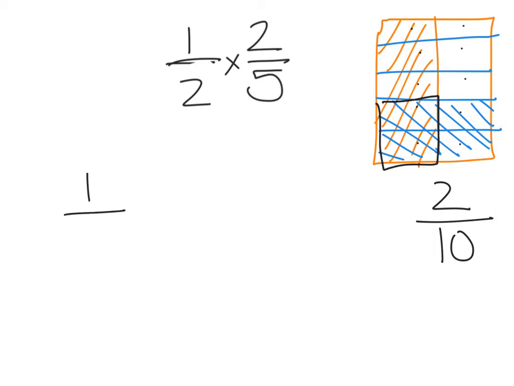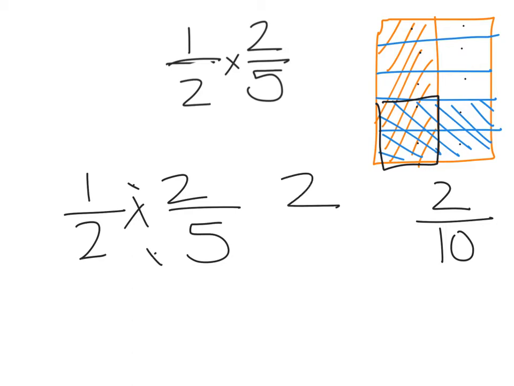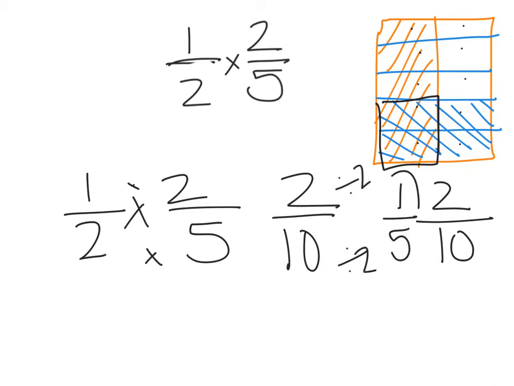I'm going to multiply my numerators together. 1 times 2 is 2. 2 times 5 is 10. I got the same thing. Now I can divide the top and the bottom by 2 to simplify and get 1/5, which will be my final answer.